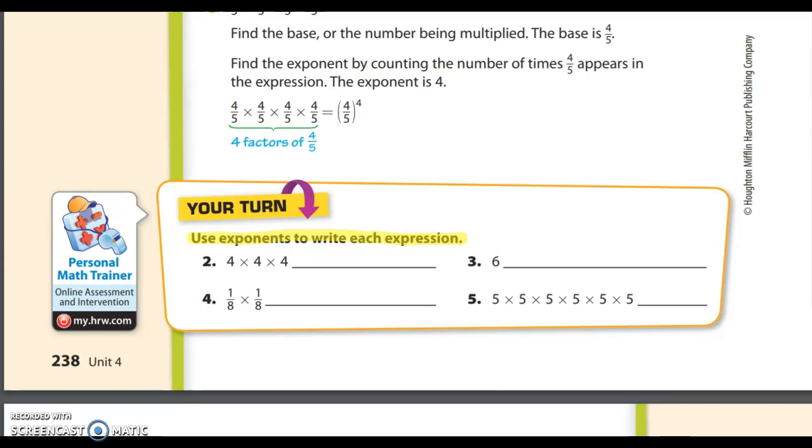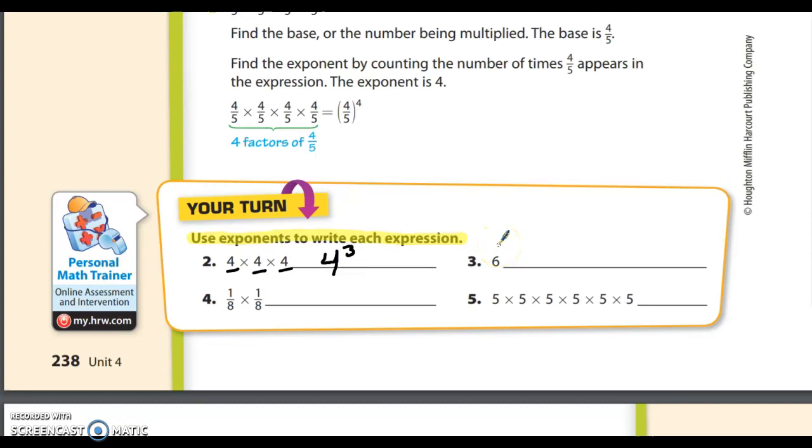Alright, number 2 reads 4 times 4 times 4. We're not solving. We're using the exponents to write the expression. Well, the base is 4 because there's a bunch of 4's. And the exponent is how many 4's there are. There are 1, 2, 3 4's. The answer is 4 raised to the power of 3.